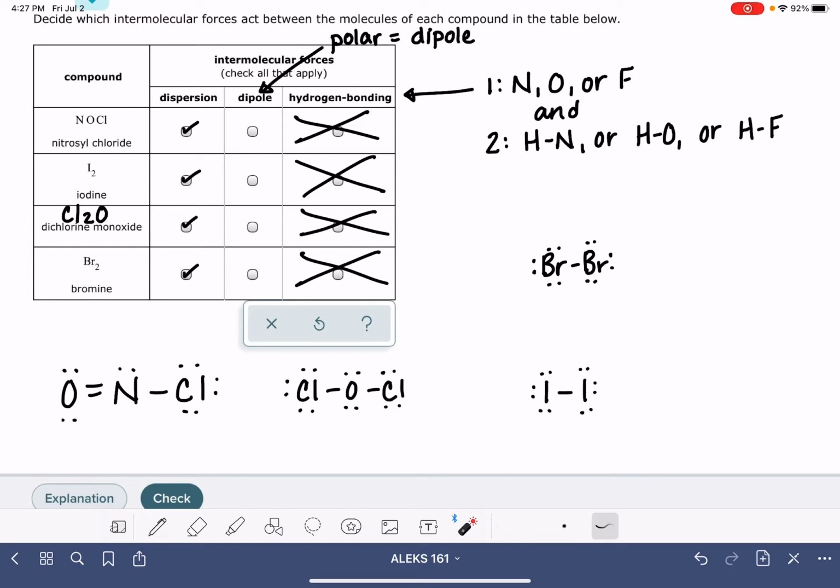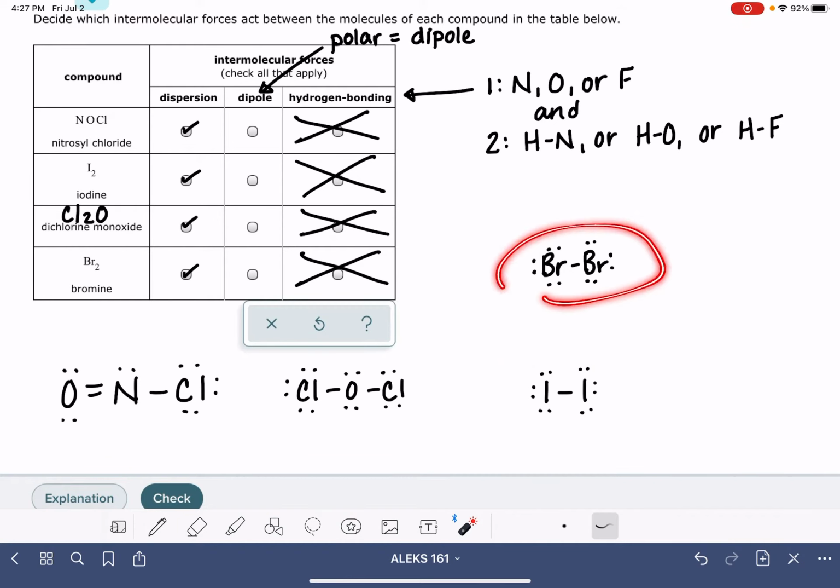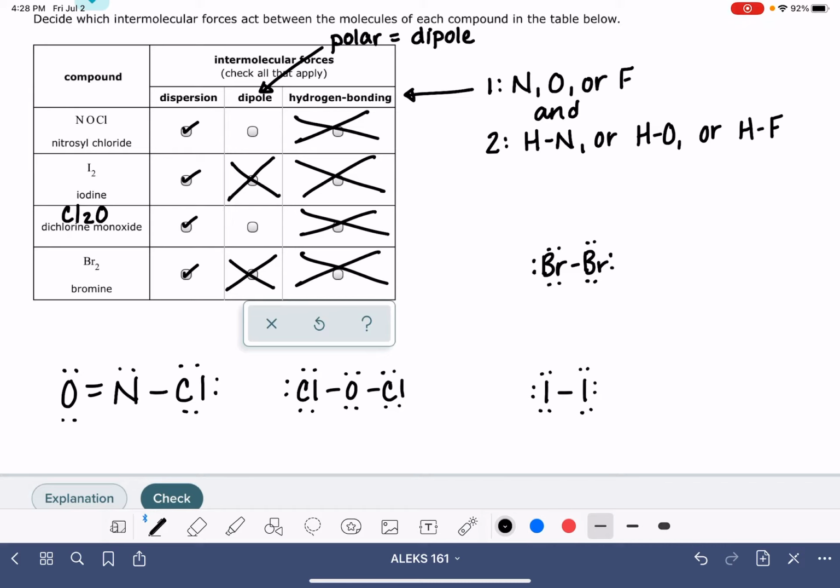So if we're looking at molecules, trying to decide if they're polar or not, molecules that have only 2 atoms in them are the easiest ones to work with. If we have a molecule that has only 2 atoms, and those 2 atoms are identical to each other, the molecule is non-polar. So I'm going to cross off bromine, and I'm also going to cross off iodine. Now, if we had a molecule that had 2 atoms that were different from each other, not identical, this would be a polar molecule. But that's not the case that we have here. Both of them are identical to each other.